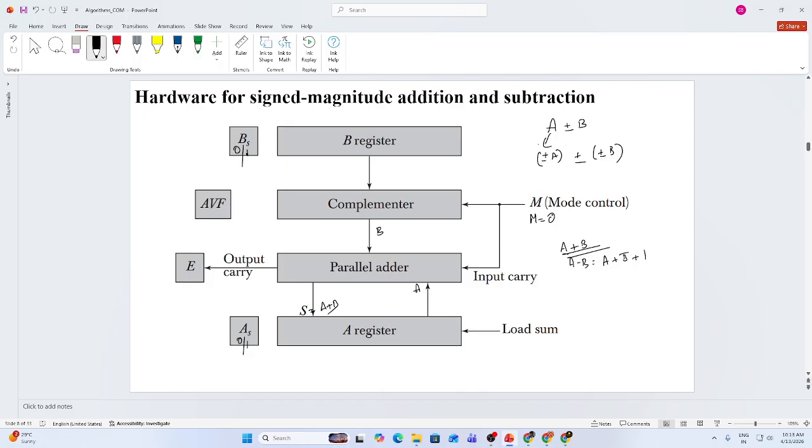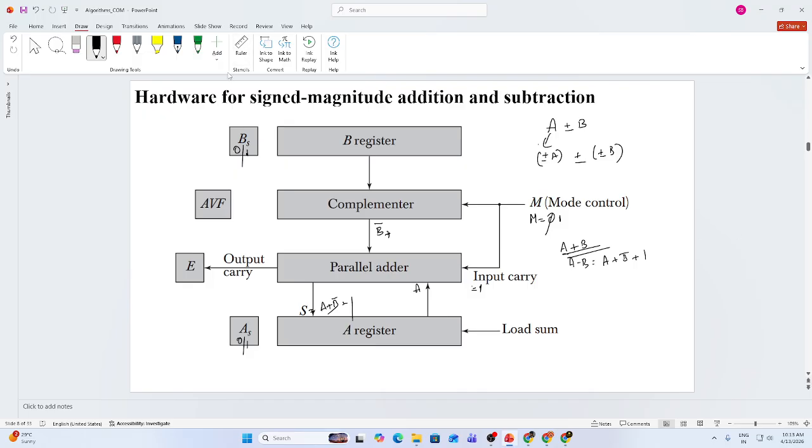Similarly, if the mode bit of the complementer is 1, the output of the complementer will be B complement, right? Now I also get the input carry as 1. Previously, mode bit is 0, input carry is 0. Now I am getting input carry as 1. Another input is A. So what I get? A plus B complement plus 1.